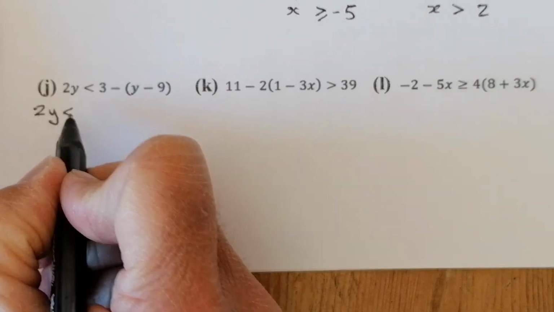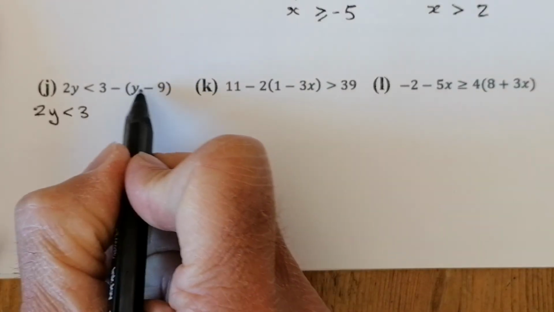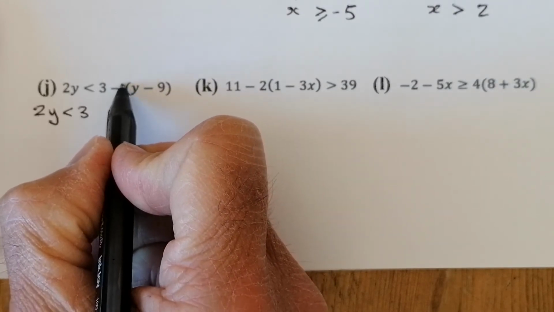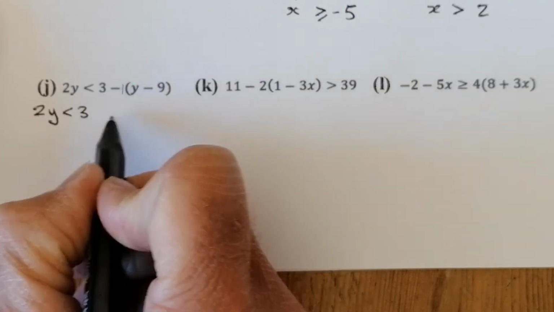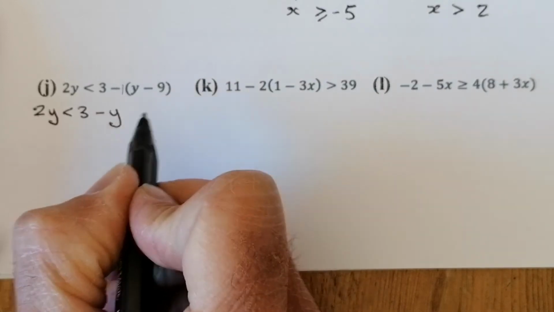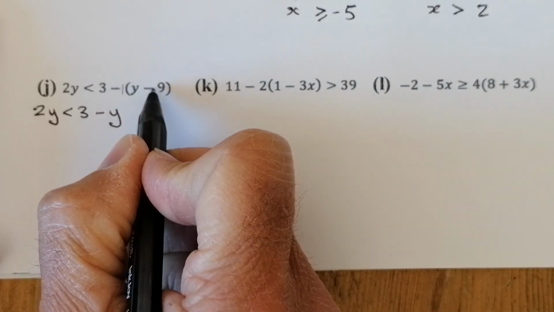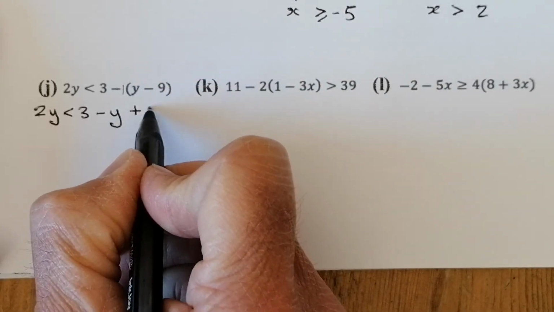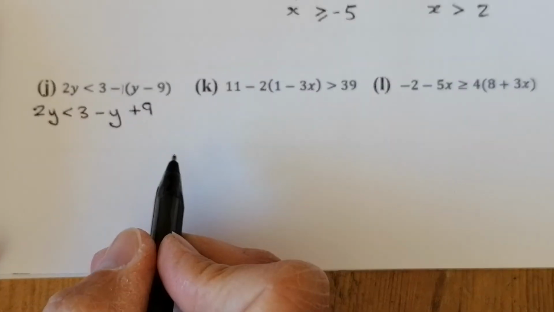And remember, just to be careful here, that when we're multiplying this bracket out, that's a minus 1 that's there. So minus 1 times y gives me minus y, or minus 1y, minus 1 times minus 9 would give me a positive 9 because of the two negatives that are multiplying there.